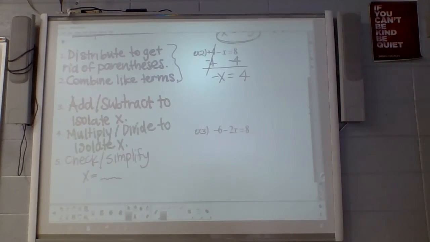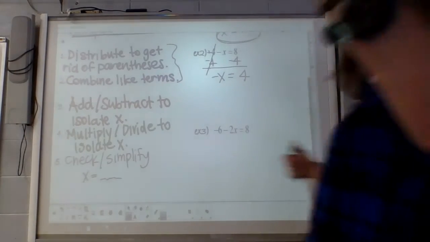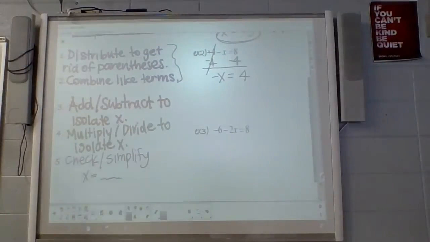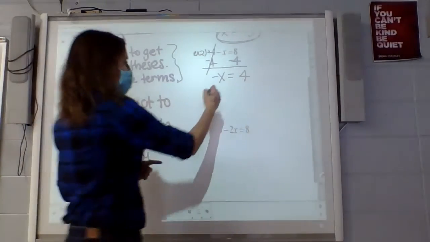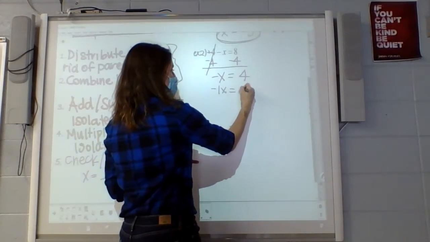What's still happening to the x? It's being multiplied by 1. It's being multiplied by what kind of 1 though? Negative 1. Very good. So it's being multiplied by the negative 1, so I still have to get rid of that. I want it to just be x equals something. So this is really like a negative 1x equals 4.